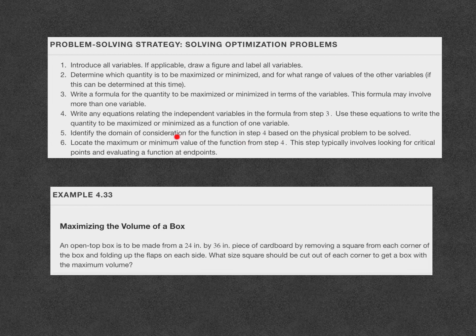The domain of consideration, now I didn't formally state that in the last problem, but we couldn't have had any negative values. The length and the width had to be something between 0 and 100. And then locate our max and mins from step 4. This step involves looking for critical points. Okay, so those are the steps, and let's do that with this next example.